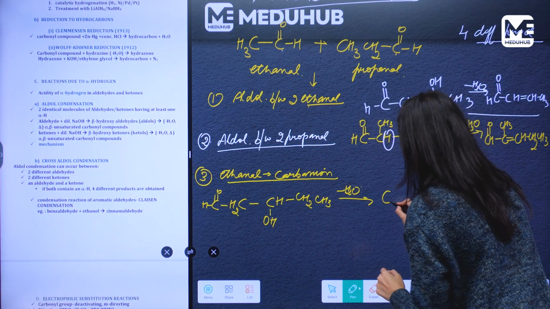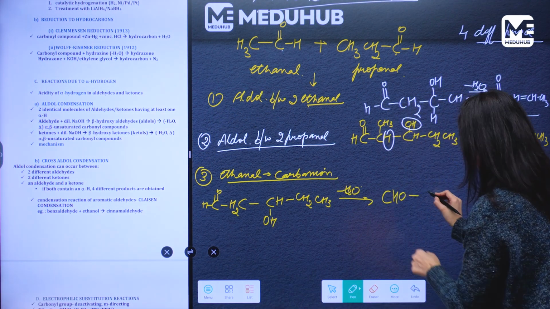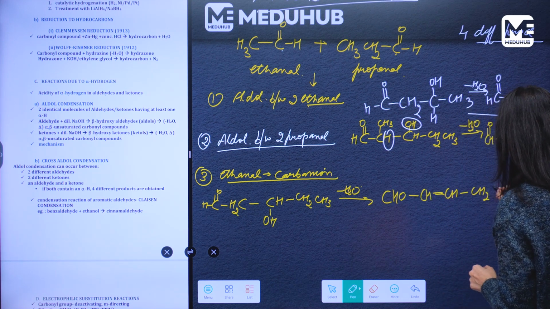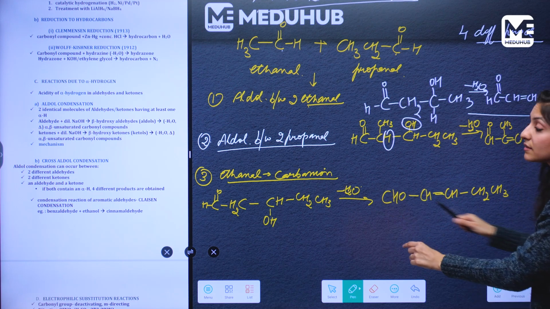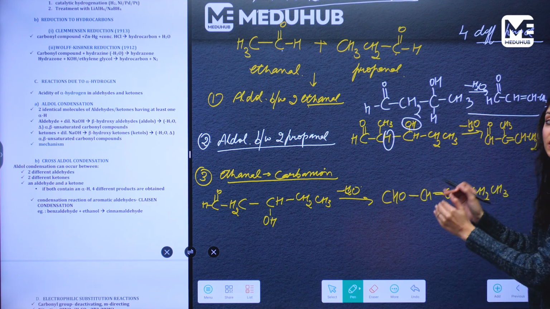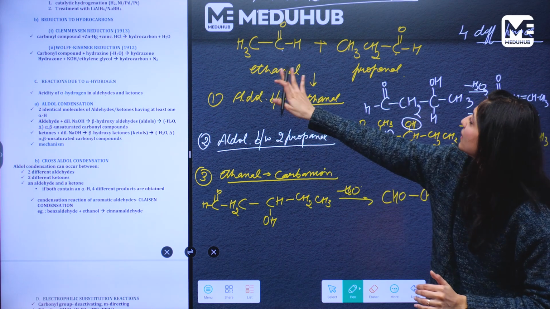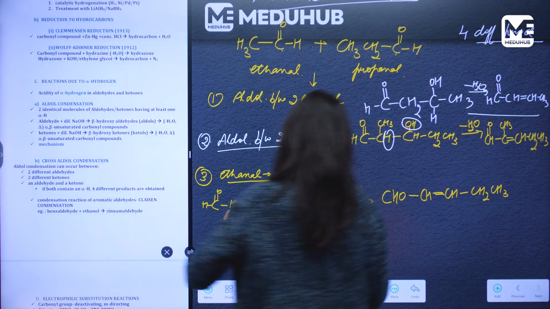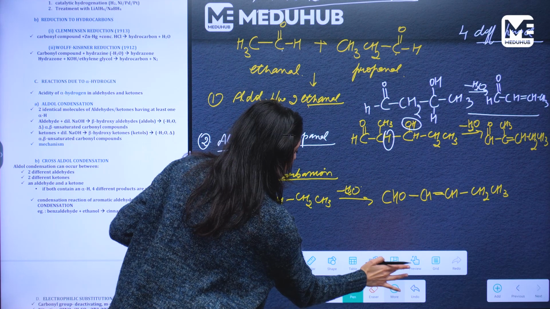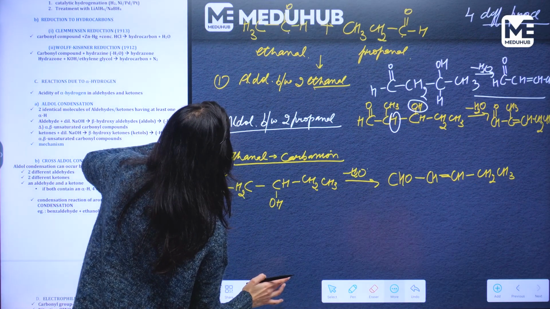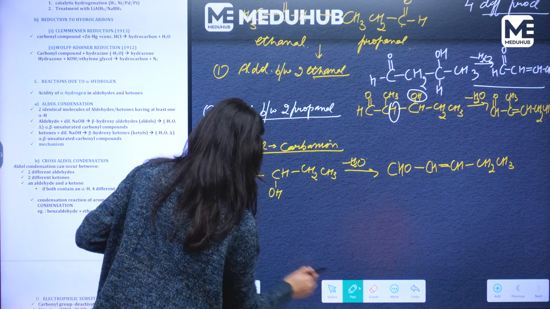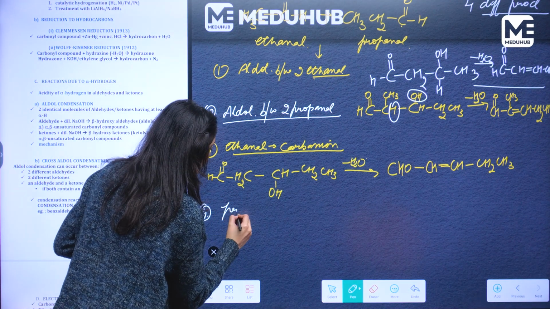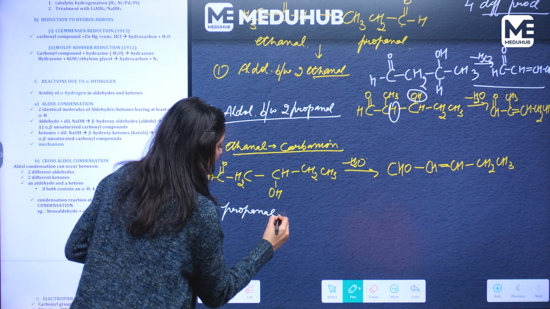And it will form CHO, CH double bond CH, CH2, CH3. So this is a result of a cross aldol condensation between ethanol and propanol where ethanol lost the alpha hydrogen. Similarly, the fourth product would be when propanol forms the carbanion.